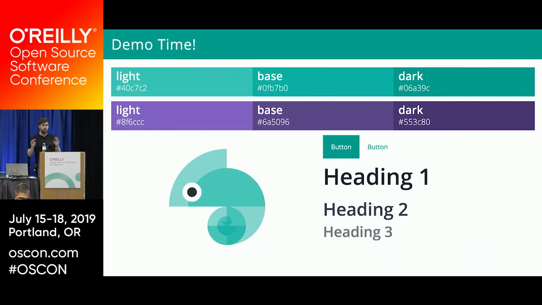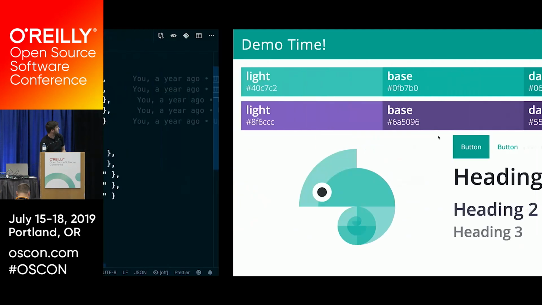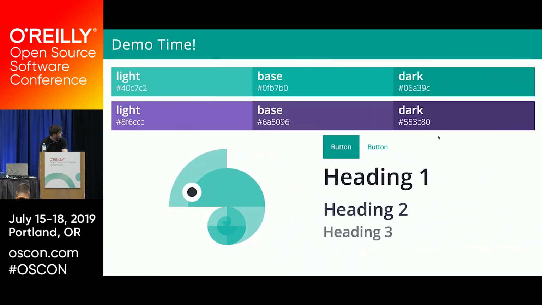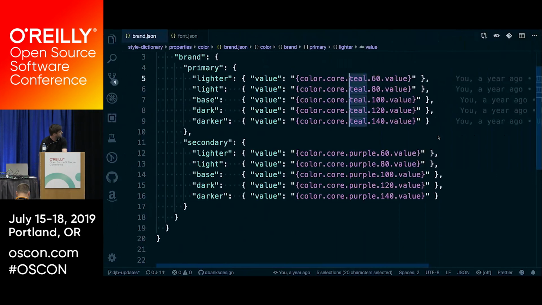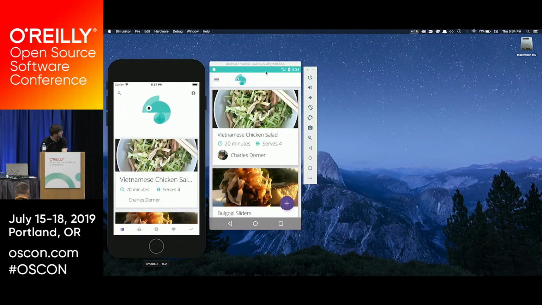All right, so demo time. Hopefully this works. This is a React-based web application. I'm running this locally on my laptop, and it's depending on Style Dictionary to define all of its styles and colors and font sizes. I also have an Android and iOS app running locally in emulators. These are just plain Android and iOS applications. They're not React Native or anything like that. They're straight Objective-C and Java.